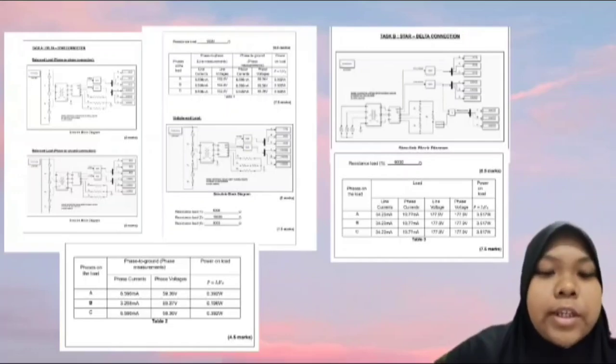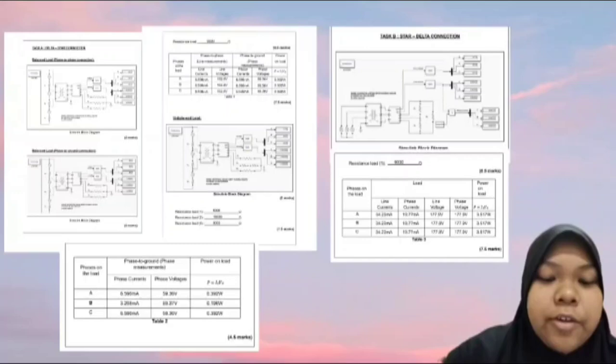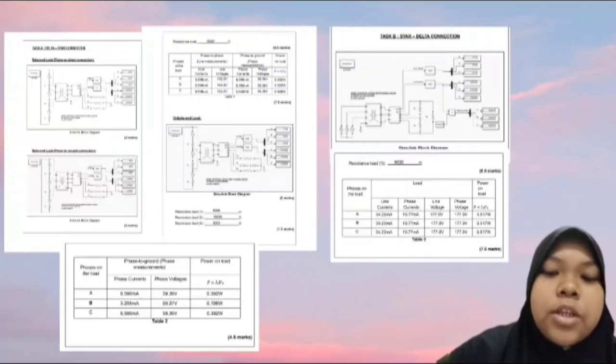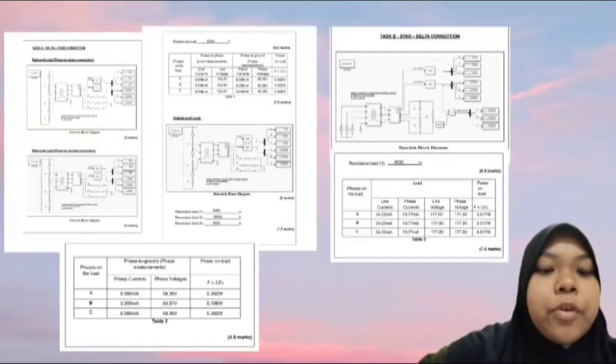real systems. So the key insight from this lab was really seeing how the connection type, which is delta or star, directly affects the relationship between line and phase voltage and current, and also how important it is for a three-phase system to be balanced for optimal performance.